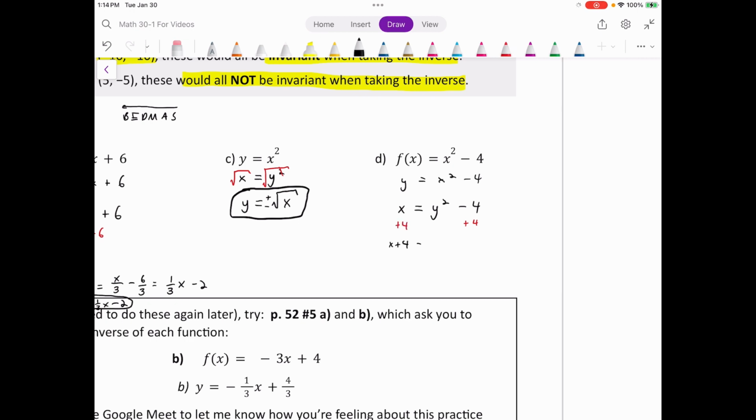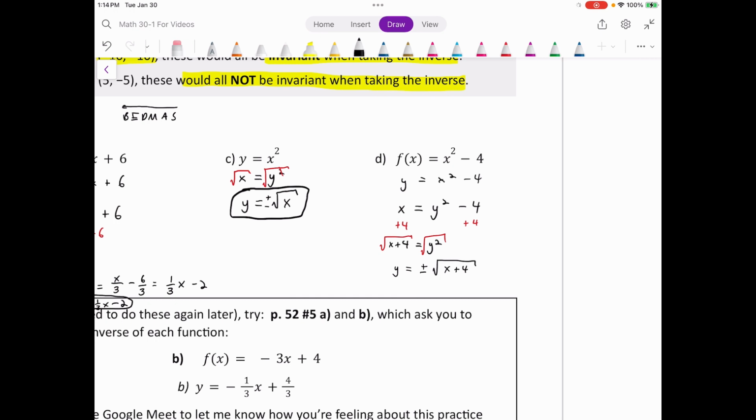X plus 4 equals y squared. And now all that's left to deal with is that exponent, right? It's being squared, and the inverse operation of squaring is square rooting. So that will undo or cancel out that squaring. And we get that y equals, again, be careful, plus or minus the square root of x plus 4.